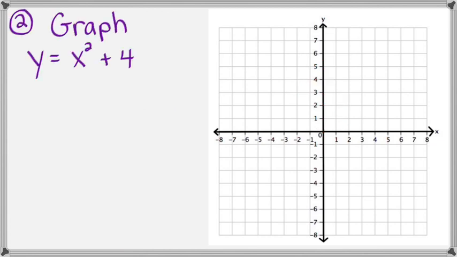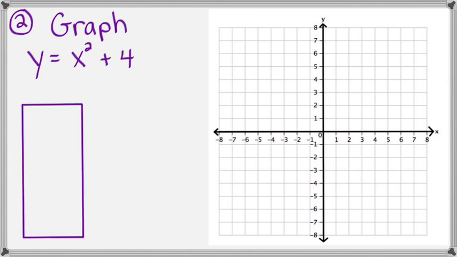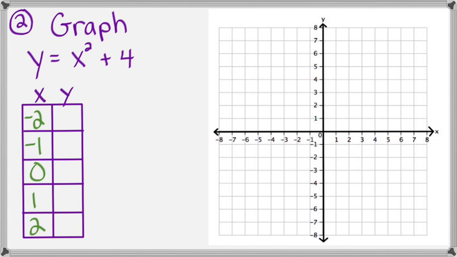So let's graph something with a y-intercept. We'll make a table of -2, -1, 0, 1, 2, and plug in our values. Now, if x is 0, then we know y is 4, because 0 plus 4 is 4. Then 1 squared is 1, plus 4 is 5. And 2 squared is 4, plus 4 is 8. And it also mirrors the other way. -1 squared is 1, plus 4 is 5. And -2 squared is 4, plus 4 is 8.